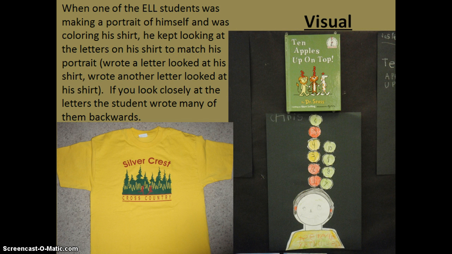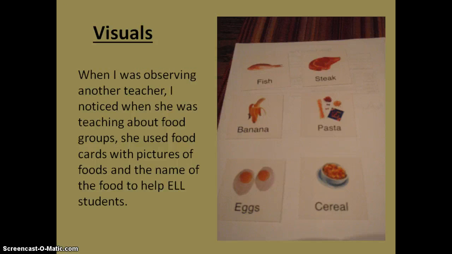Another observation that I made was when one of the EL students was making a portrait of himself and was coloring his shirt, he kept looking at the letters on the shirt to match the portrait. What was kind of fun to notice is that a lot of his letters were backwards because he was looking at his letters upside down. And when I was observing another teacher, I noticed that she was teaching about food groups. She used food cards with pictures of foods and the names of the food to help ELL students.